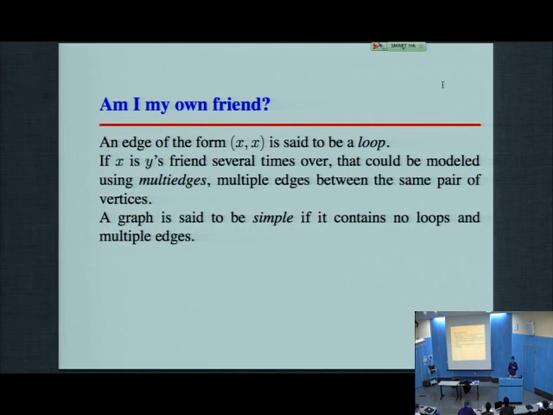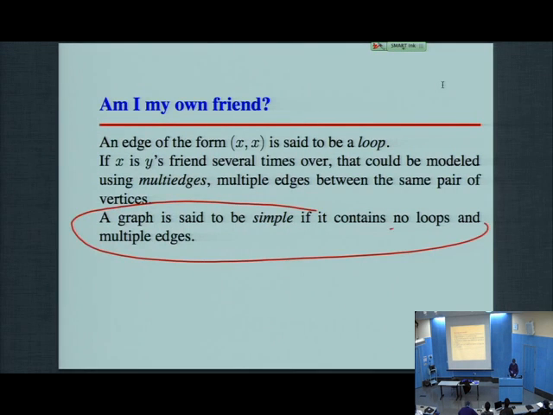Am I my own friend? In Facebook, can you be your own friend? No. Can there be two friendships between people in Facebook? No. In real life, can there be two friendships between people? Well, sometimes. Maybe I know you from high school, and I also know you because you're studying computer science. If each edge represented a reason why you're friends, that might be a multi-edge. But as far as Facebook's concerned, the graph is simple because it doesn't allow you to be your own friend, and it doesn't allow multiple friendships. Whether that's true depends upon the phenomena that you're trying to model.